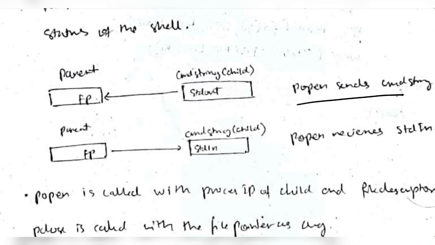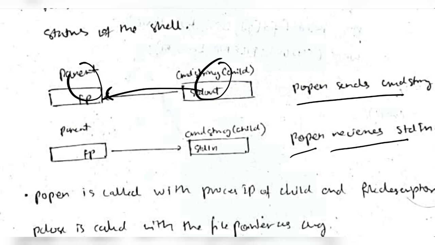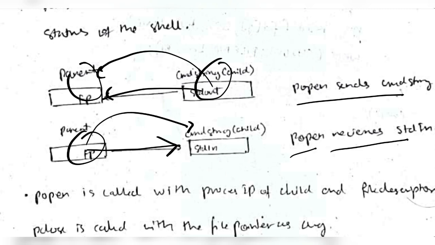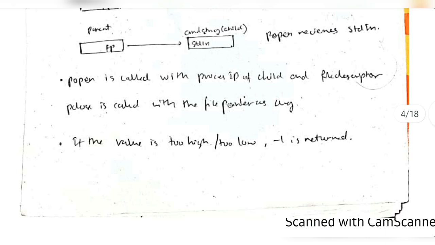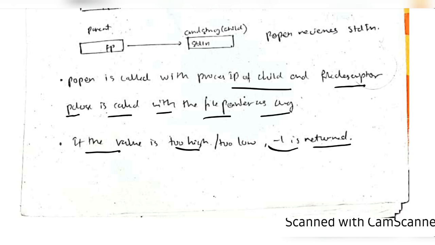And here, popen sends a cmd string. So popen is for reading and writing, so it will send the cmd string from the child to the parent if it's writing from the child to the parent, and popen receives the standard function and returns the values. So popen means either from the child to the parent or from the parent to the child. So that is popen. And popen returns the process id of the child and the file descriptor. Pclose is called with the file pointer as argument. And if the value is invalid, -1 is returned. These two are the optional points.